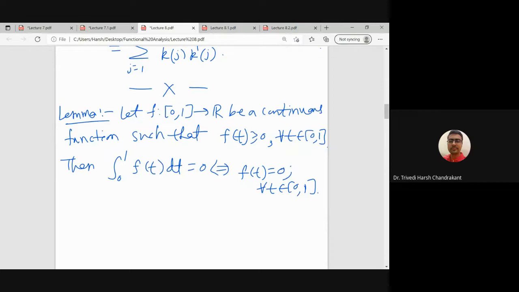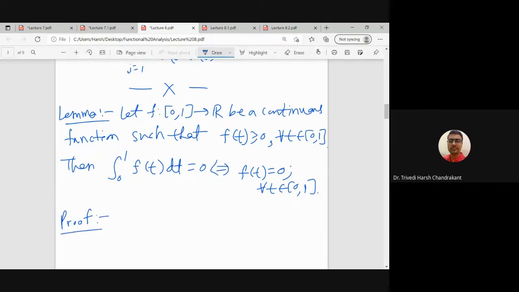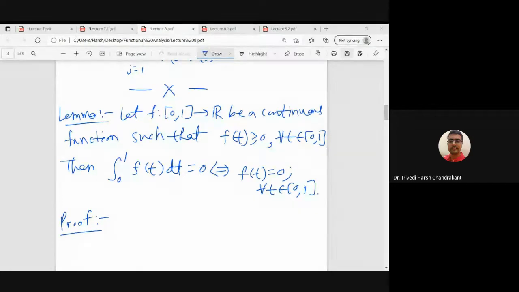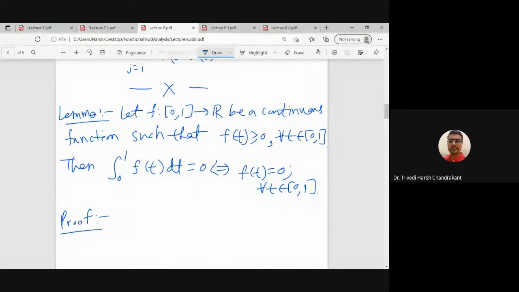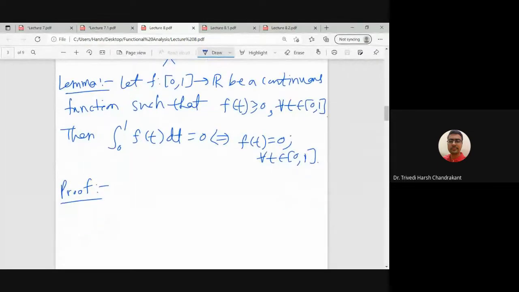Yeah, so do you remember what is the proof? So this is said that if we have a non-negative continuous function over a closed interval and the area under the graph of the function is 0, then the function is identically 0 on that closed interval.